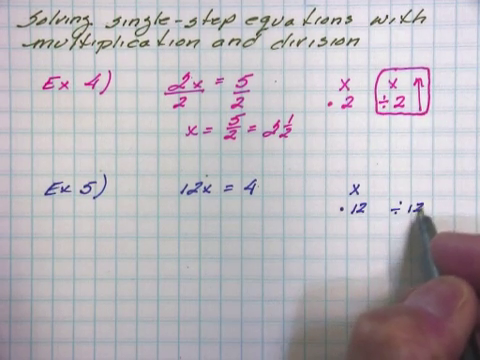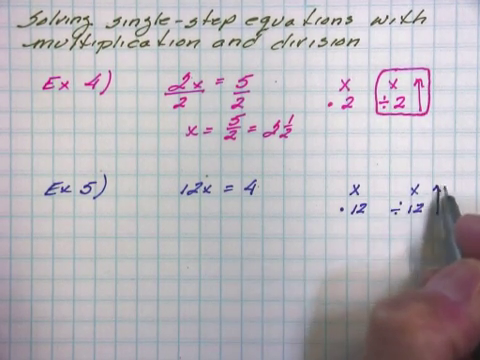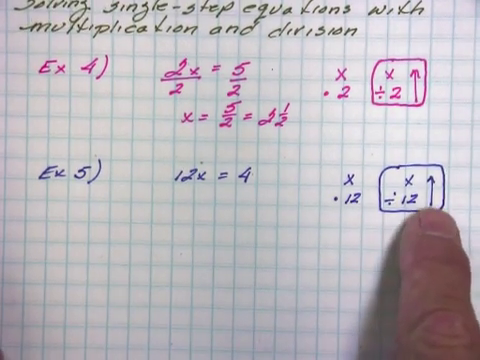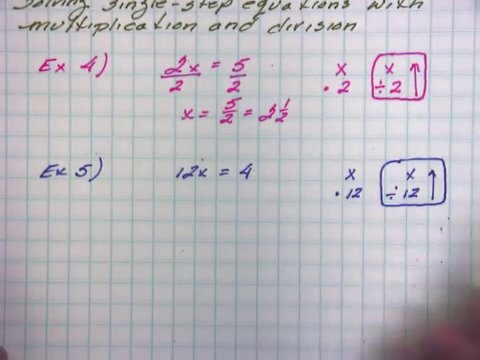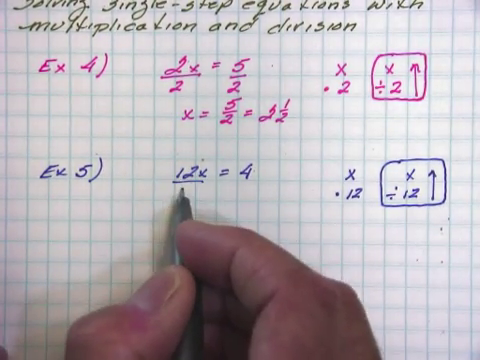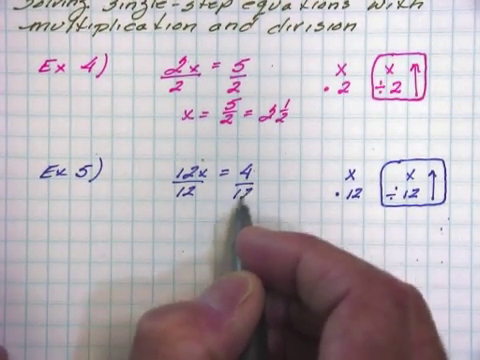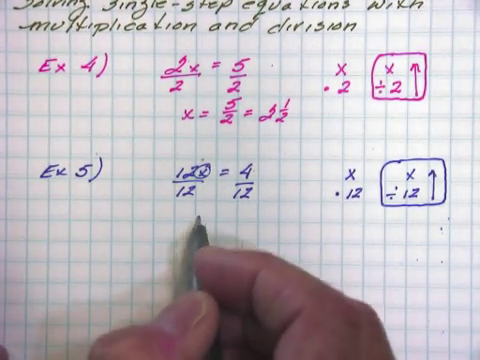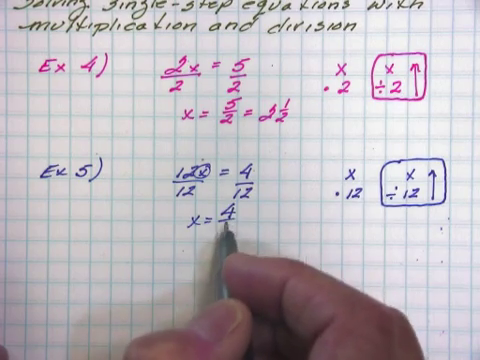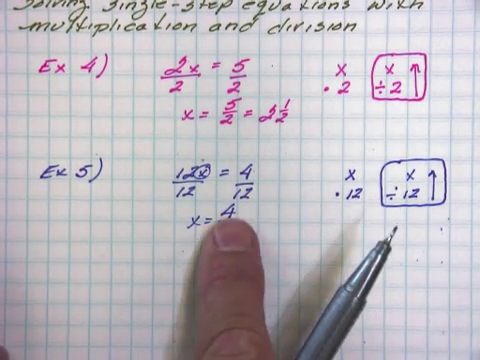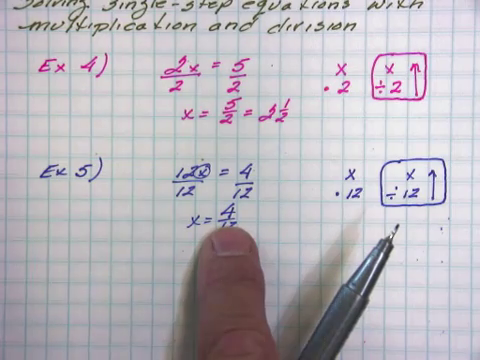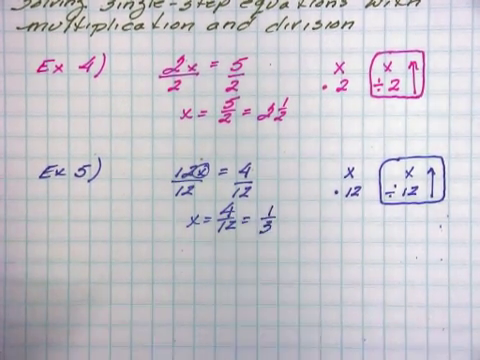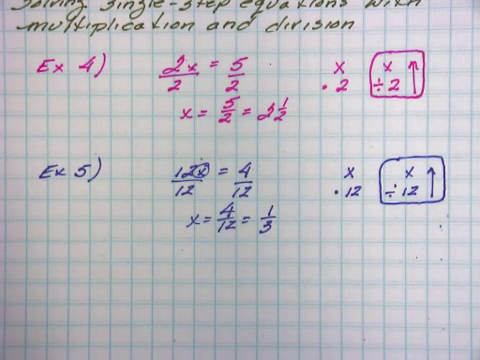Okay. I've got 12x equals 4. Okay? So we've got x times 12. So my roadmap is going to be divide by 12 to get to x. And that tells me what to do. Remember that when you're doing this over here, you're doing it in the order of the arrow. It's going up. It says divide by 12, so I divide by 12 on both sides. 12 over 12 is 1, and 1 times x is just x. So x equals 4 over 12.